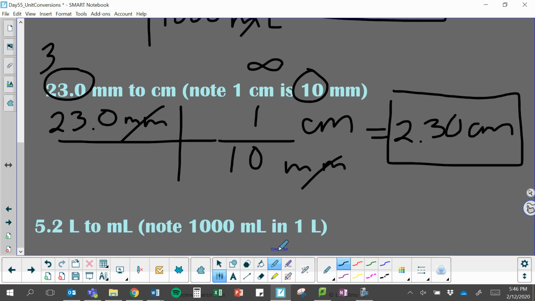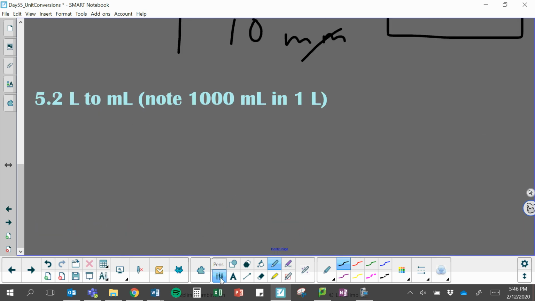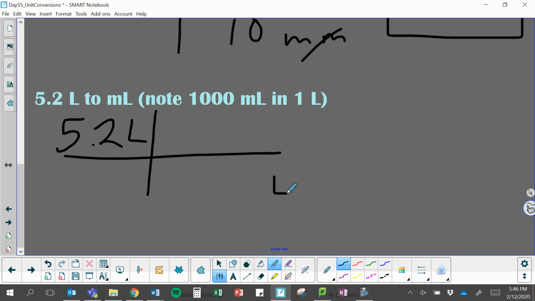Okay, and let's try this last one. You can pause the video and try it on your own. This one we will do 5.2 liters. Put our liters down here, milliliters on top. Put our numbers in place.